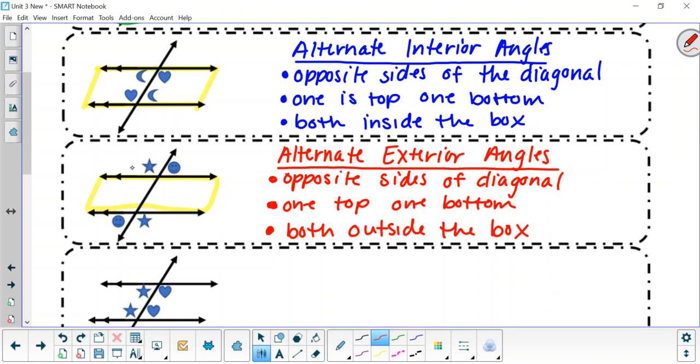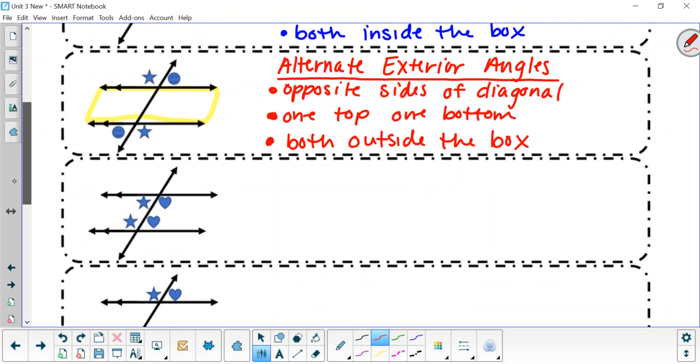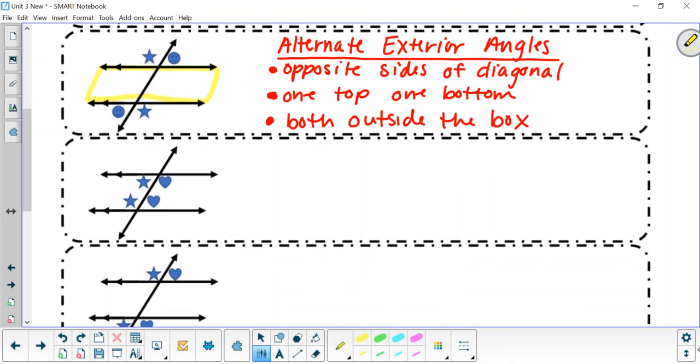So my stars, they're on opposite sides of the diagonal. They're both outside the box. One is at the top, one is at the bottom. Same with the happy faces. One at the top, one at the bottom, opposite sides, outside the box. Okay, we have two more.